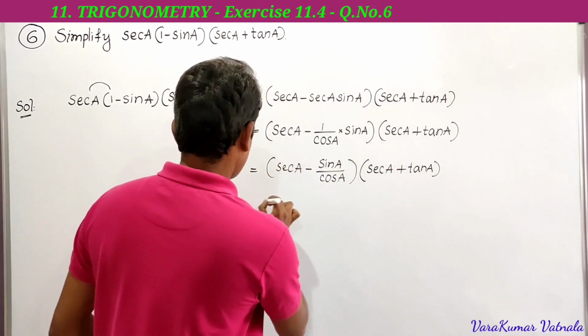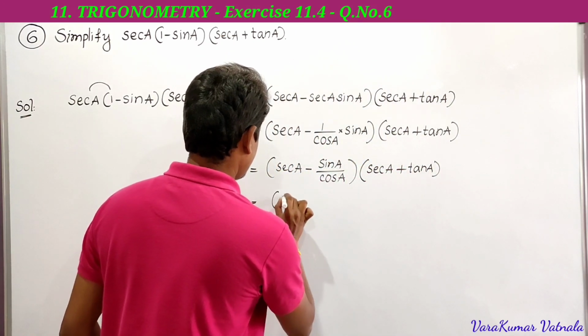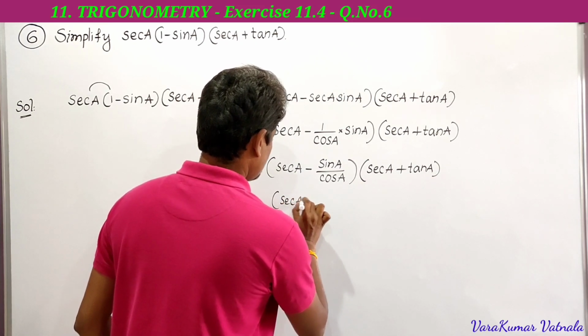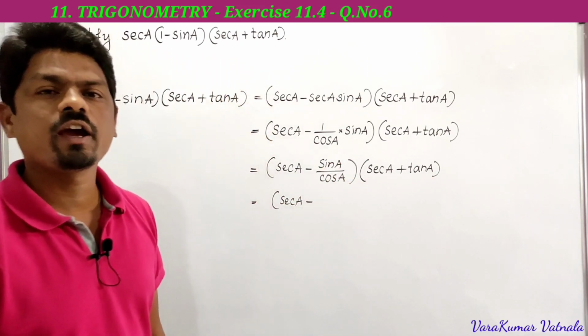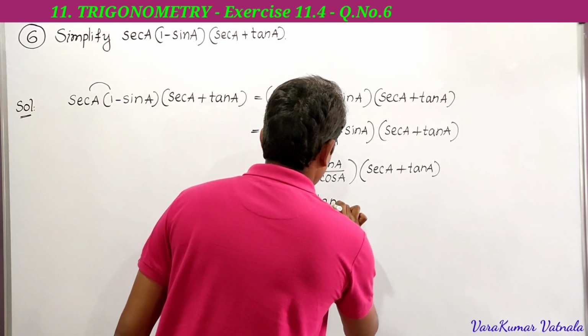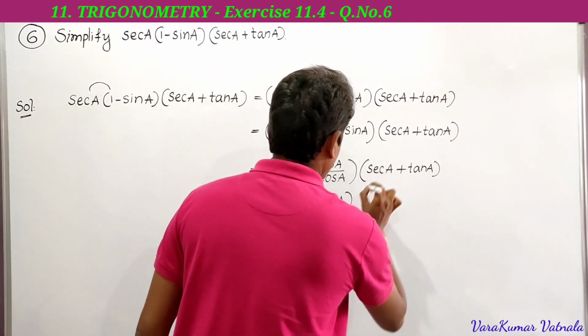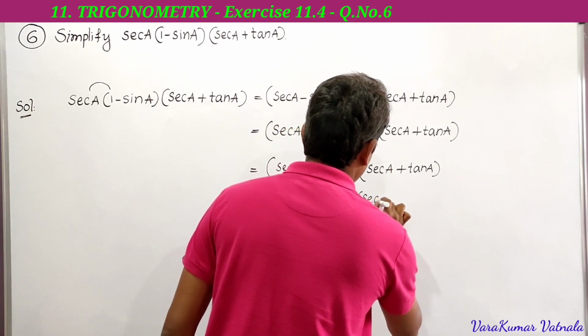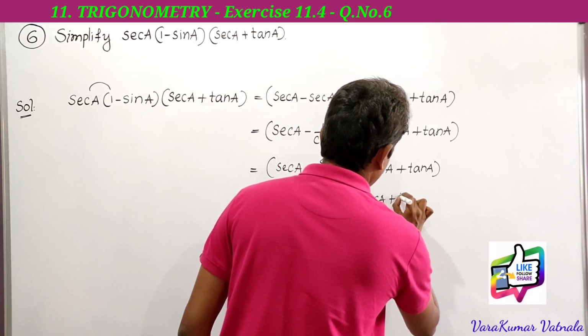So here, the next term secant A we write as usual, but this sin A by cos A we have tan A. Sin A by cos A is equal to tan A. So I am writing tan A into, write this, secant A plus tan A as usual. Secant A plus tan A.